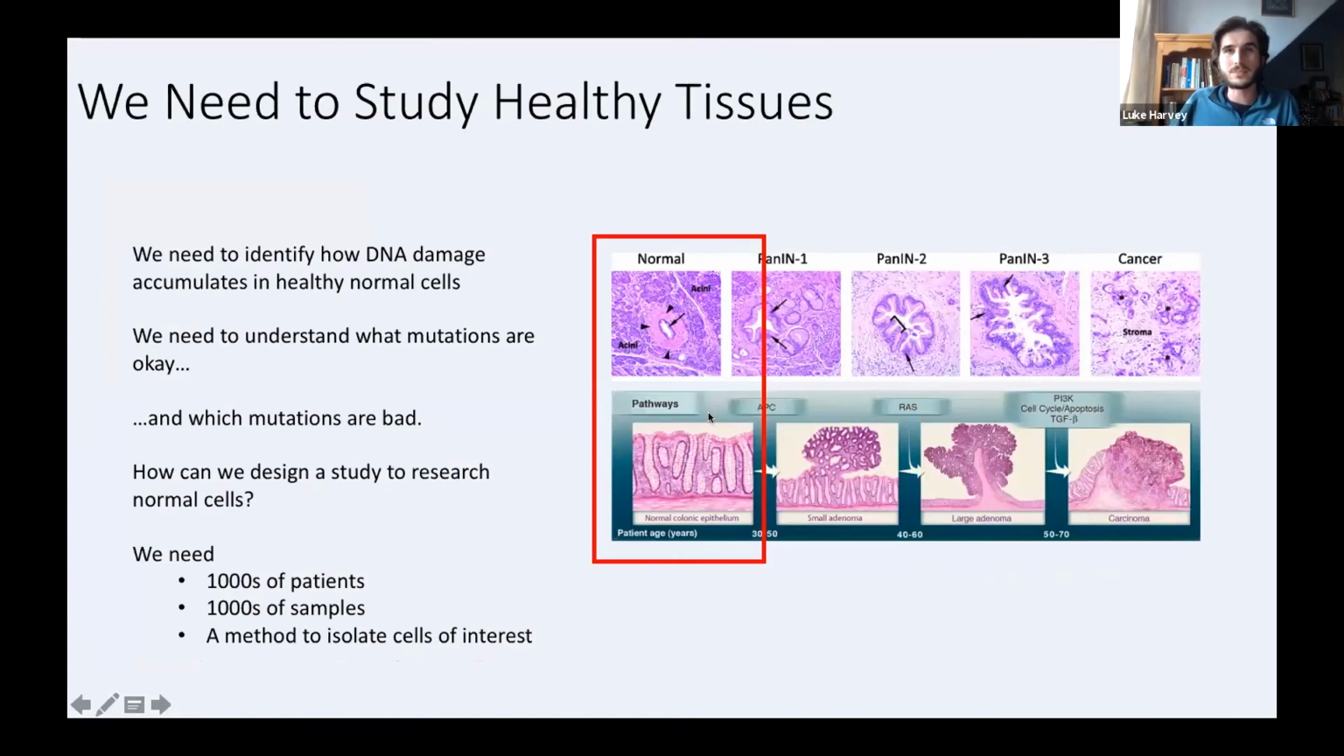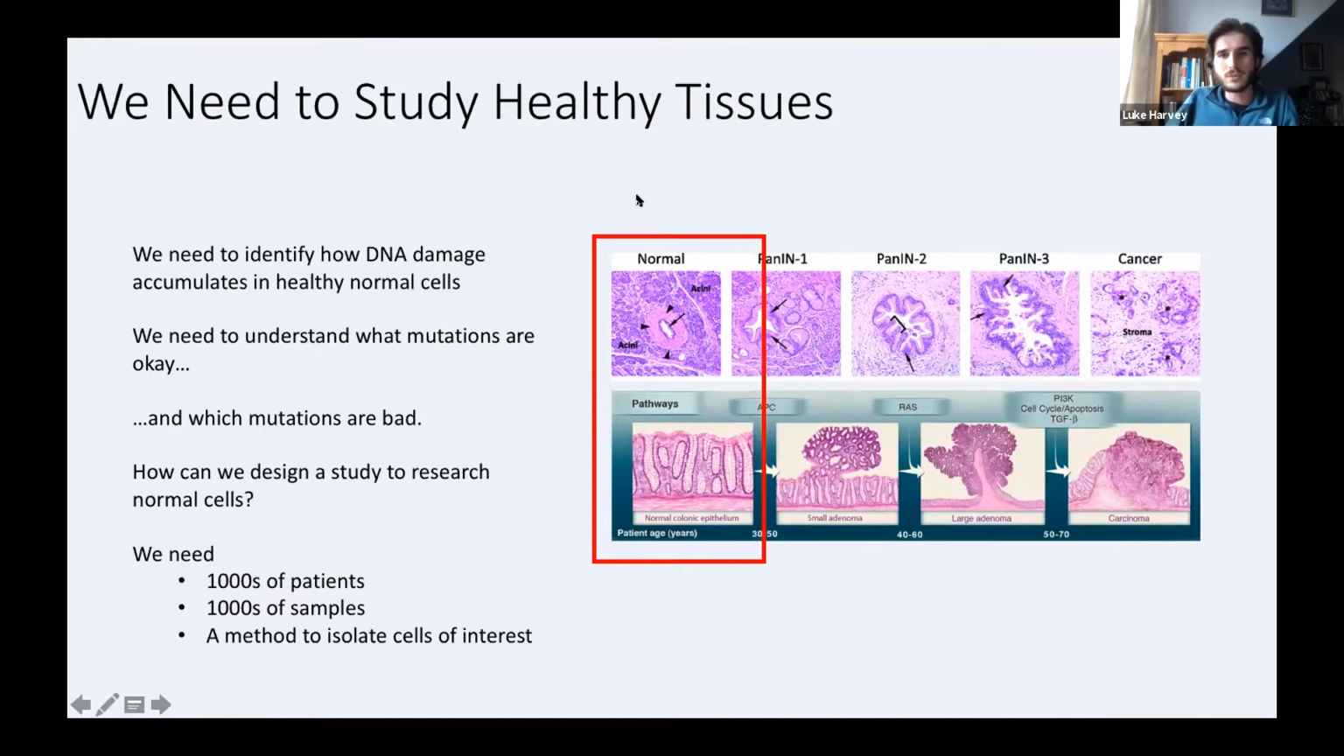So the question is, what drives this diversity of cancer mutation? And how can we study this evolutionary process? To do this, we need to identify how DNA damage accumulates in healthy, normal cells. We need to understand what mutations are okay and which mutations are bad. So how can we design a study to research normal cells? We need to research cells at this stage, when they look healthy and normal, and we need to research that in thousands of patients, and we need thousands of samples to do that.